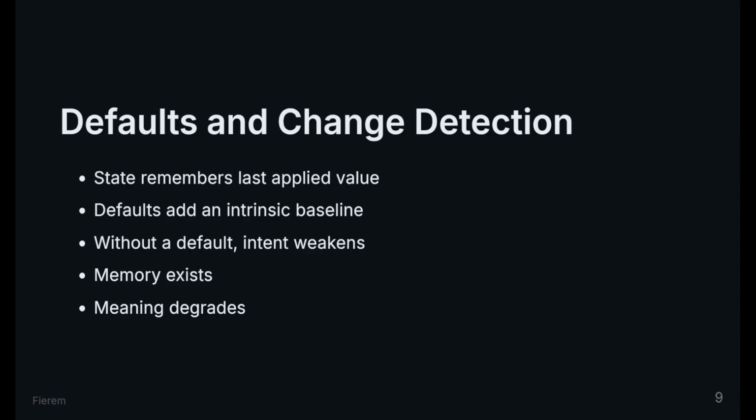Defaults also affect drift detection. Terraform remembers what it last applied, but the default adds something more. It creates an intrinsic baseline. Without a default, Terraform loses that baseline. Change can still be detected, but intention becomes harder to reason about. Memory exists, meaning weakens.